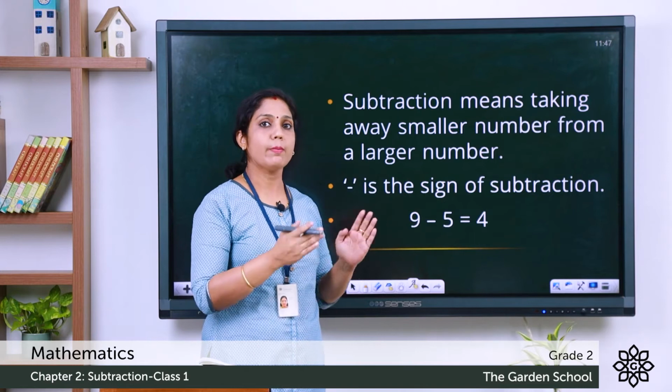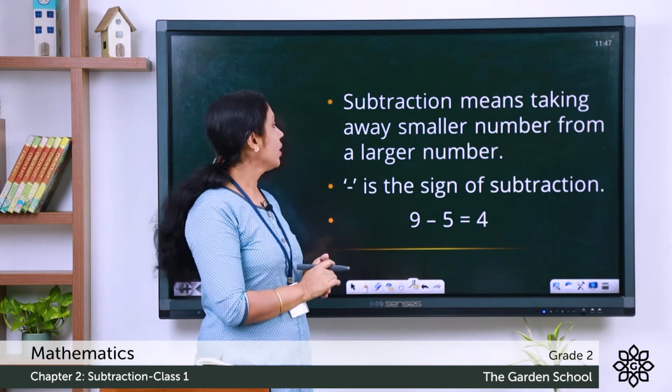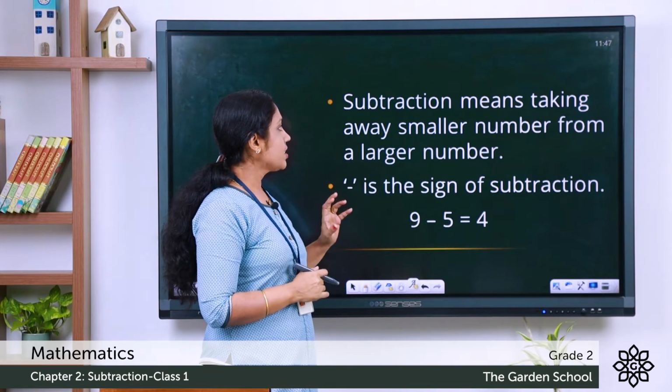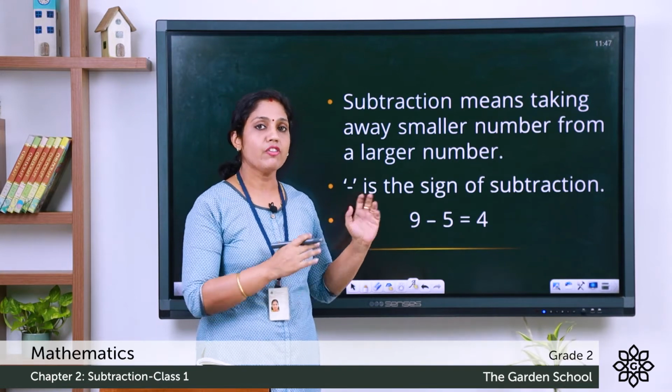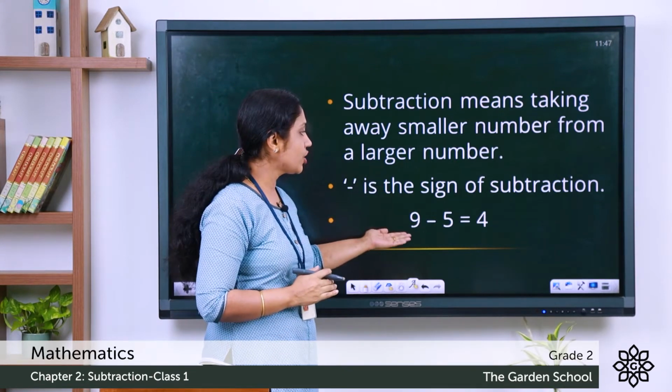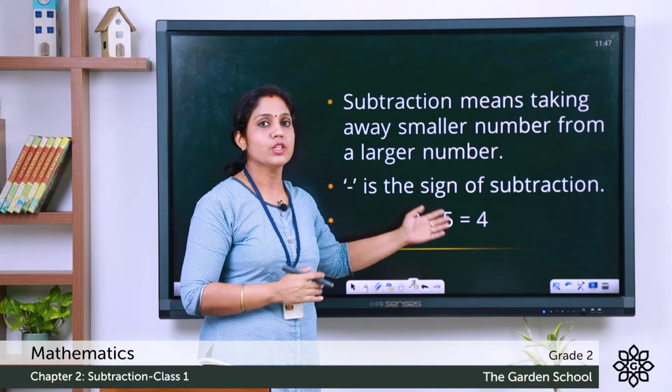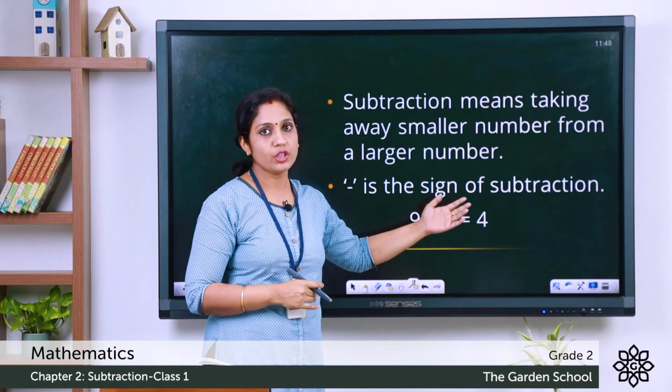We need to calculate backwards for subtraction. So always it is taking away a smaller number from a larger number. Here 9 is the larger number, 5 is the smaller number. So 9 minus 5 is equal to 4.